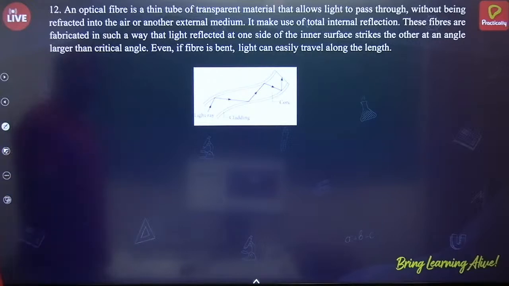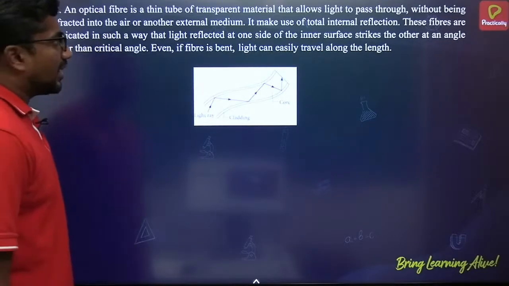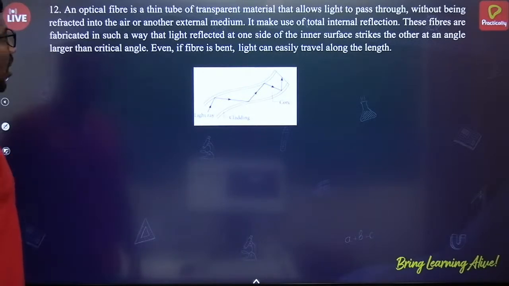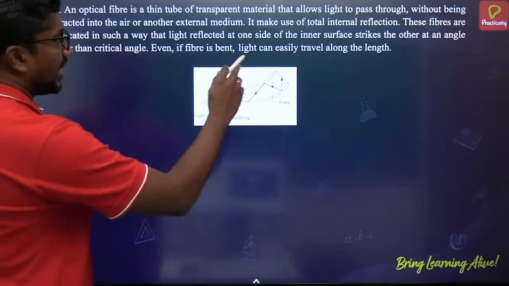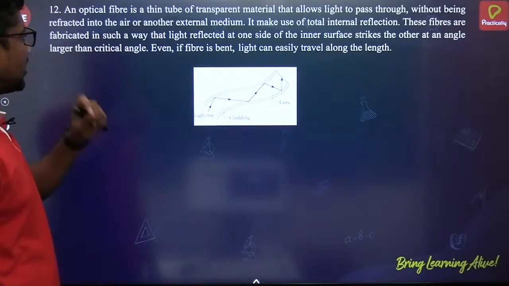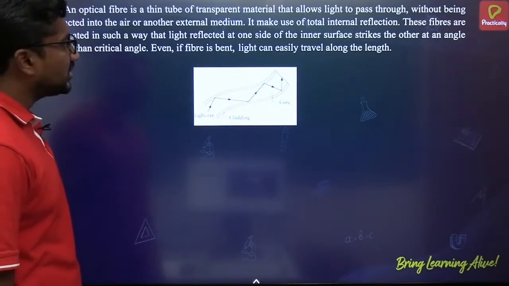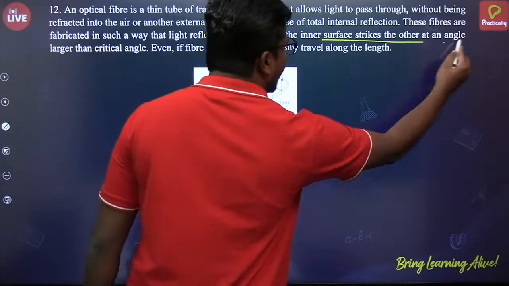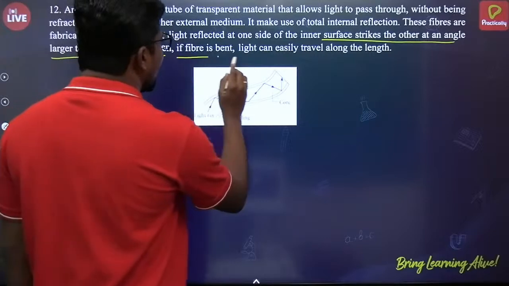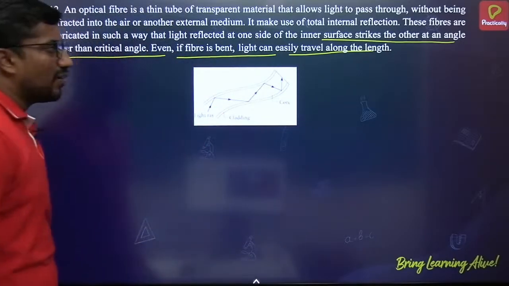An optical fiber is a thin tube of transparent material that allows light to pass through without being refracted into the air or another external medium. It makes use of total internal reflection. These fibers are fabricated in such a way that light reflected at one side of the inner surface strikes the other at an angle larger than the critical angle. Even if the fiber is bent, light can easily travel along the length.